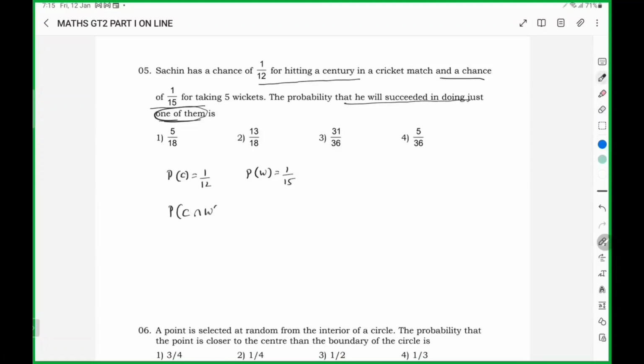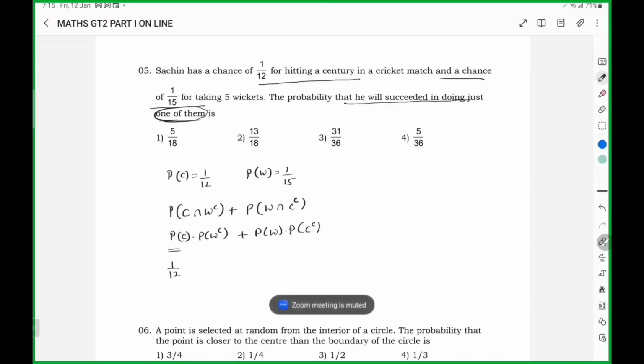Doing century but not taking wickets. R means plus. So taking wickets, not doing century. C stands for complement. So these two are independent events. So doing century is 1 by 12, wicket is 1 by 15. That is 14 by 15.